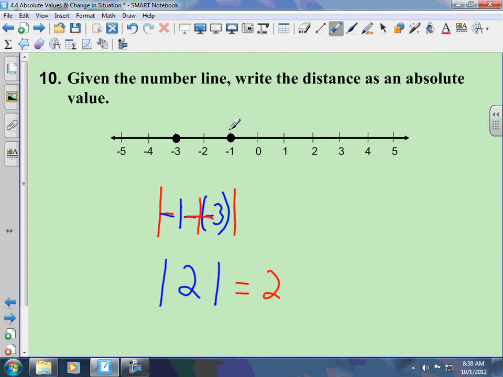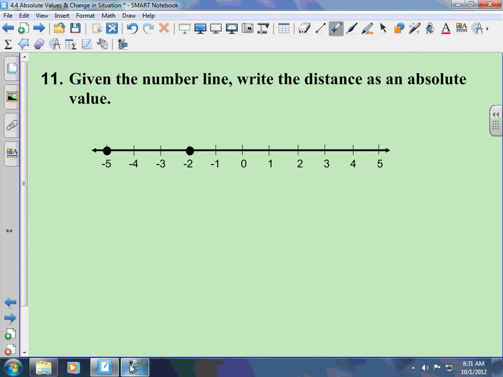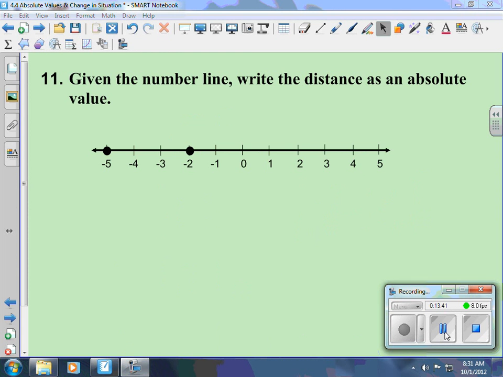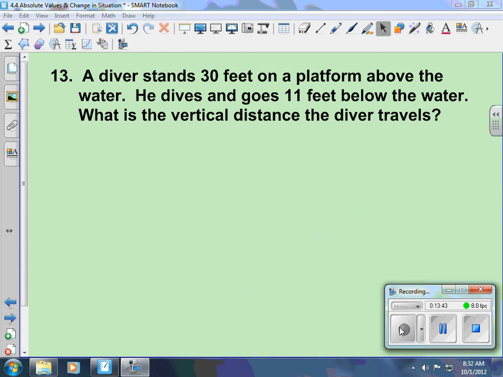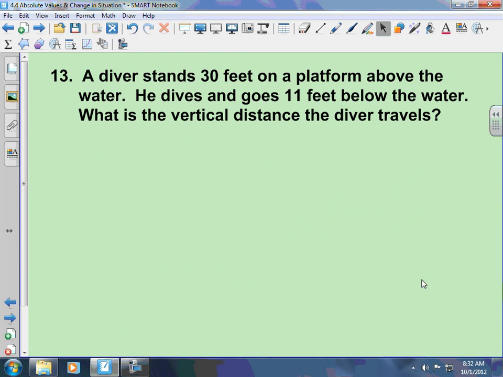Now, all you have to do is write it as an absolute value. You don't have to answer it. All you have to write is negative 1 minus negative 3 and put it inside your absolute value bars. Big minus small. Answer gets correct every single time. Okay, you should be able to do number 13.